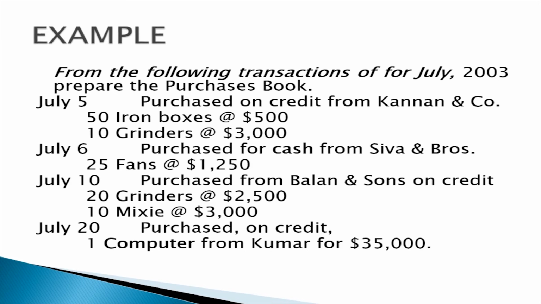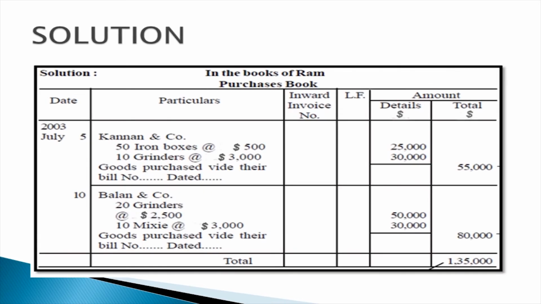Now, let's move to the solution which is given on the screen. On July 5th, Kannan and Company purchased 50 iron boxes and 10 grinders at $500 and $3,000 respectively.